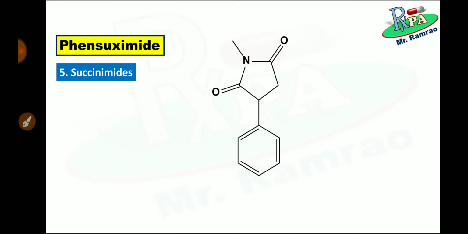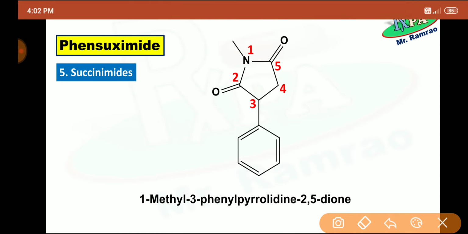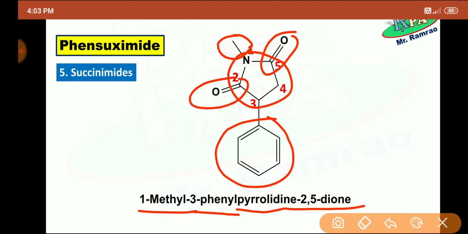Phensuximide, from the name itself, suggests a phenyl ring is present in the molecule. Now we'll see how the IUPAC name is given. 1-methyl, the methyl group on the first position, then 3-phenyl, one phenyl group at the third position, pyrrolidine-2,5-dione. This is the reduced form of pyrrole, which is known as pyrrolidine, and on the second and fifth positions 2 ketone groups are present, therefore 2,5-dione.